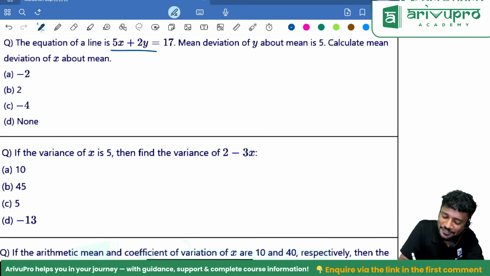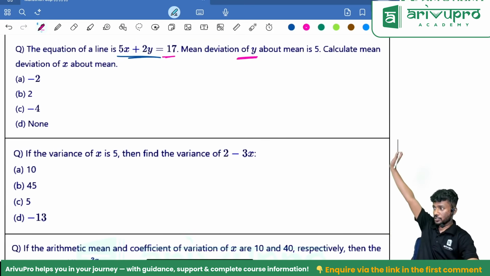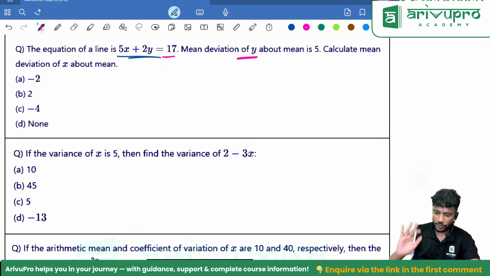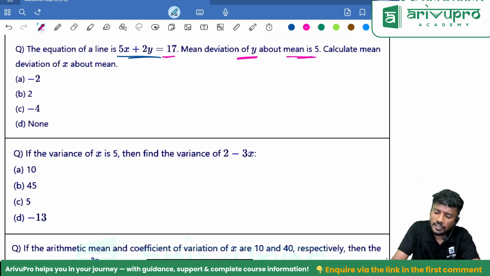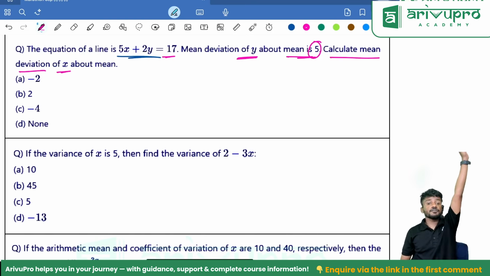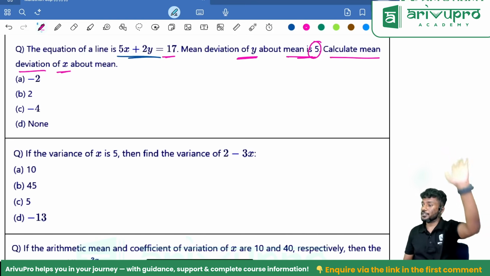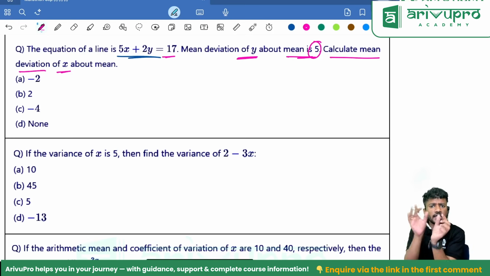Now, equation of a line is 5x plus 2y is equal to 17. Mean deviation of y is 5. Calculate the mean deviation of x. This is the last type of question. You should always remember the method which I am going to tell you right now. Mean deviation of y about mean is how much? In terms of mean, we directly substituted the x value and found it, as we did for mean, median and mode. But here, we cannot do that. Here we should do it in a different way.